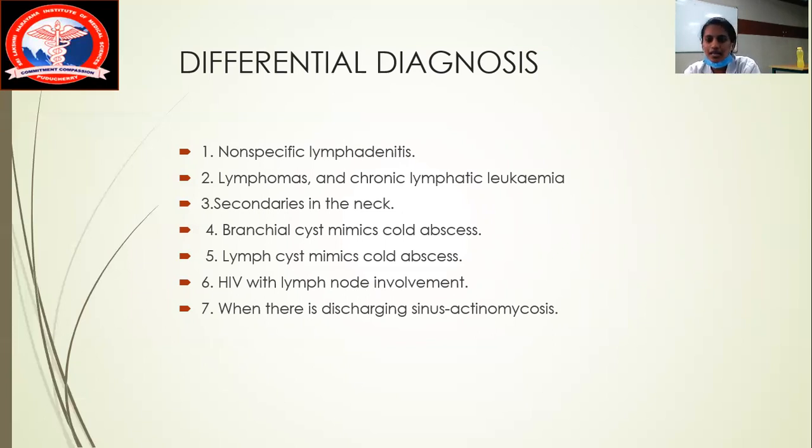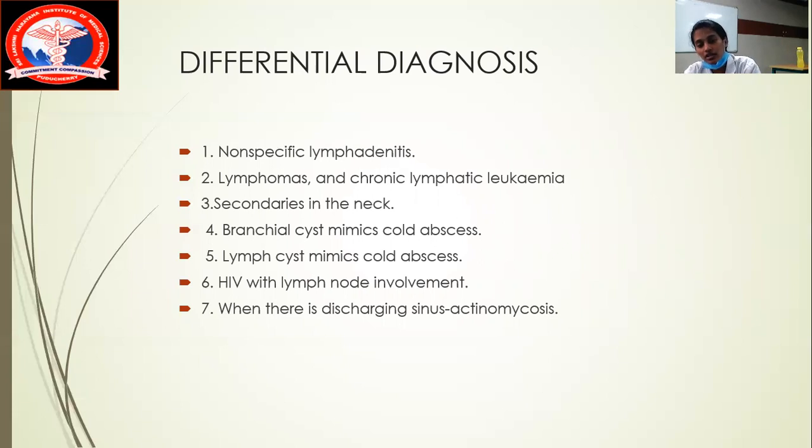Third is in the neck because of metastatic deposits. The fourth thing will be a branchial cyst mimicking a cold abscess. A branchial cyst is a congenital one, so we have to start asking the history of whether it came recently or has been present for a long time from childhood. The next evaluation should be whether it is a lymphatic cyst mimicking a cold abscess. A lymph cyst can also occur in conditions like early breast carcinoma or DCIS, ductal carcinoma in situ, which can also be a reason for a lymphatic cyst in the neck region.